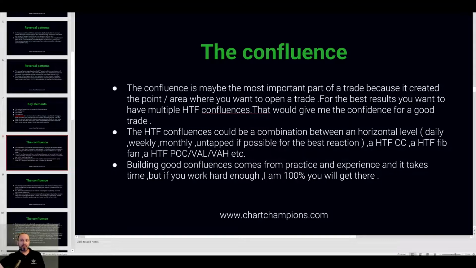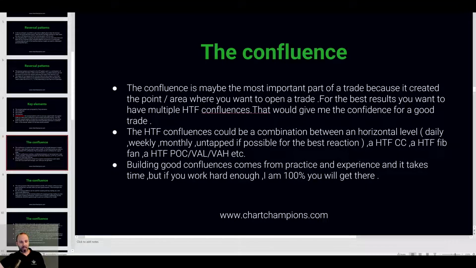The confluence is maybe the most important part of the trading because it creates the point or area where you want to open a trade. For the best results, you want to have multiple high time frame confluences. That would give me the confidence for a good trade. This is really important, and then we will go in depth about how to use the reversal pattern.